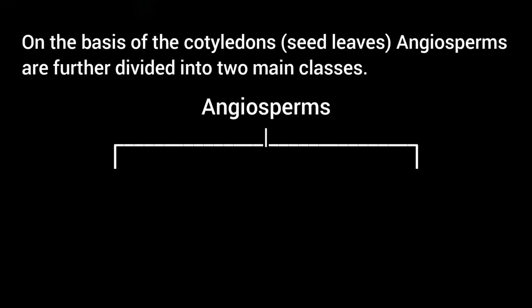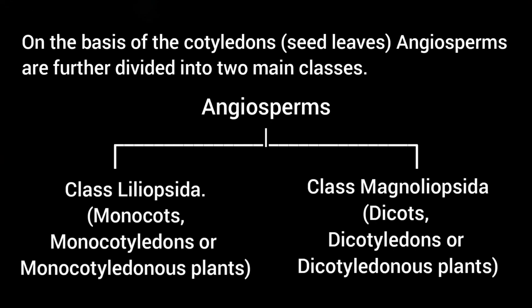On the basis of the cotyledons, seed leaves, angiosperms are further divided into 2 main classes. A. Class Liliopsida, monocots, monocotyledons or monocotyledonous plants. And B. Class Magnoliopsida, dicots, dicotyledons or dicotyledonous plants.